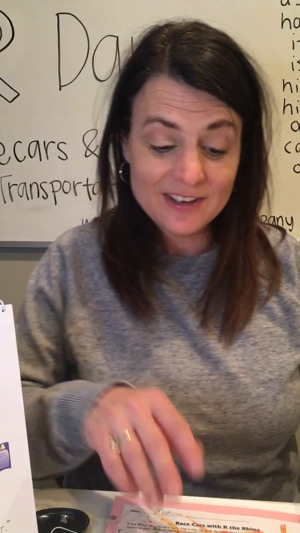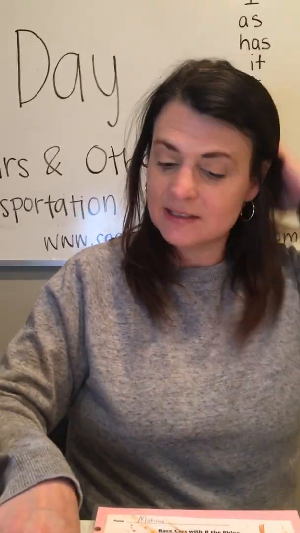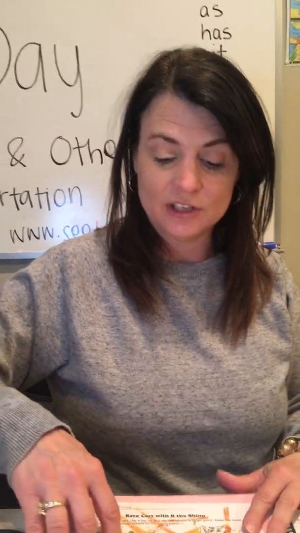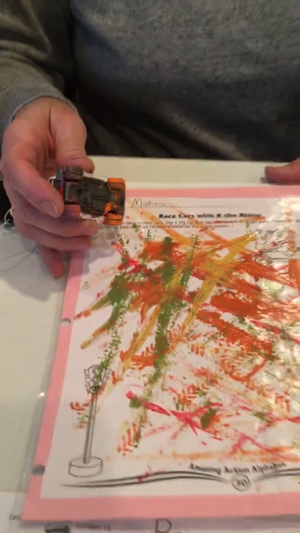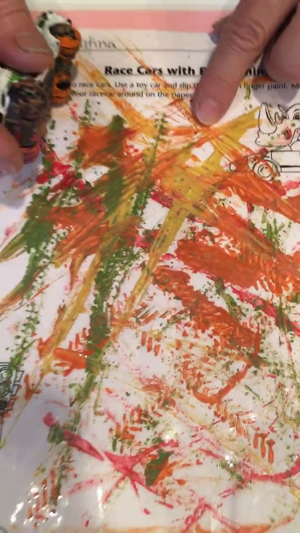An enjoyable activity you can do to help you remember the sound of R is found in the Amazing Action Alphabet Activity Book. You get a car and you dip the wheel in paint and then you go like this. Look at all those different tracks that come from all the different cars that I've been able to dip in paint.